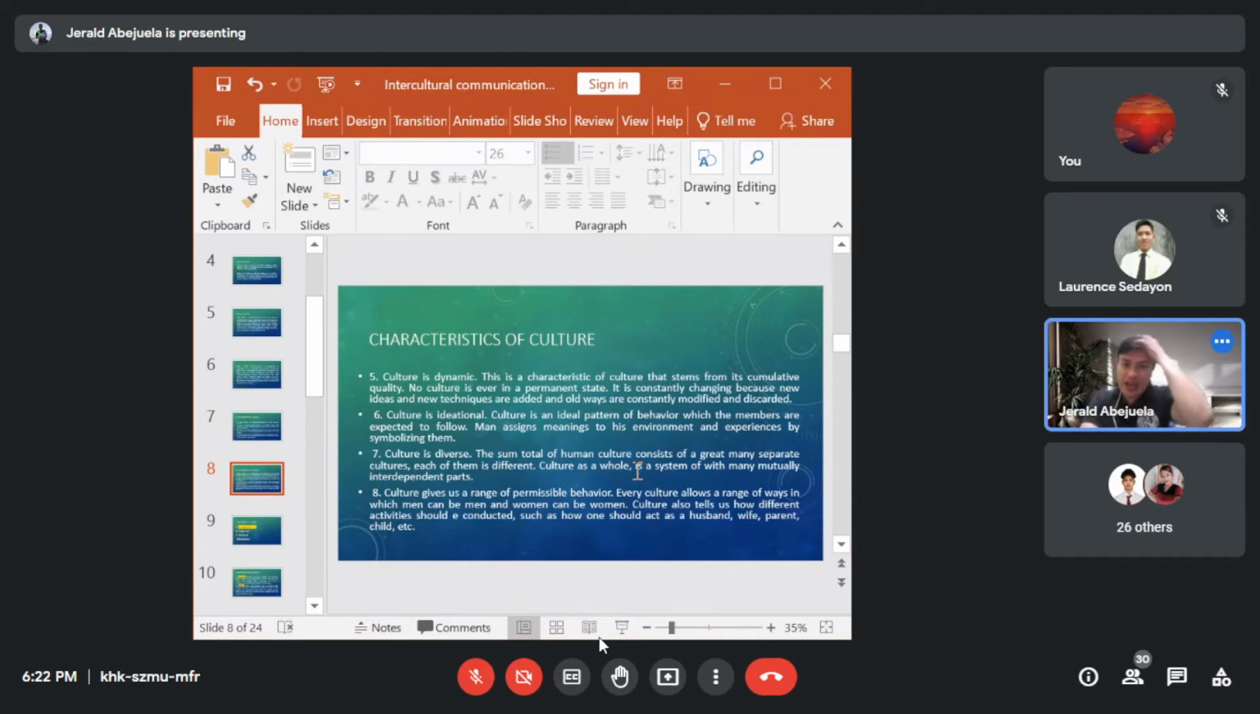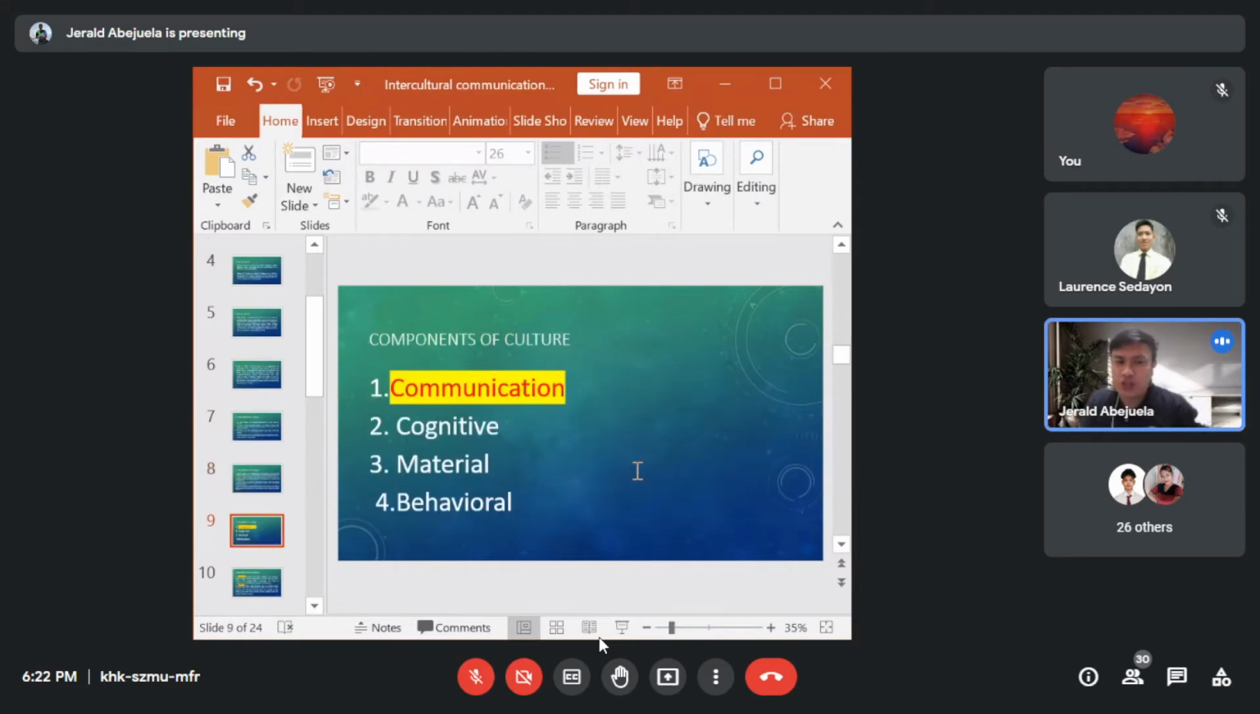Okay? Ayan. And there are actually 4 important components of culture. And one of which is communication. And that is what we are focusing on at present. Intercultural communication. Now question, how does culture affect communication? How does culture affect communication? Lawrence.